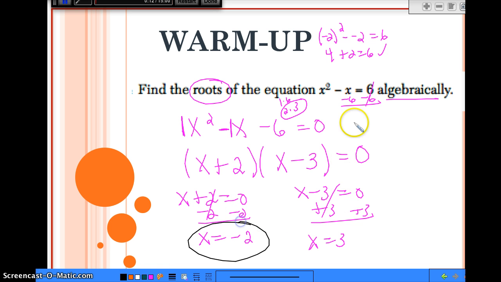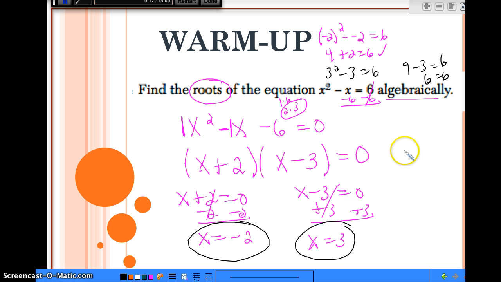Then I'm going to check my 3. So this one works. So I get 3 squared minus 3 equals 6. That gives me 9 minus 3 equals 6, and 6 does equal 6. So both of these roots are correct, and we have no extraneous roots. Which means that if you were to graph this, it would be a parabola that would intersect the x-axis at negative 2 and positive 3.